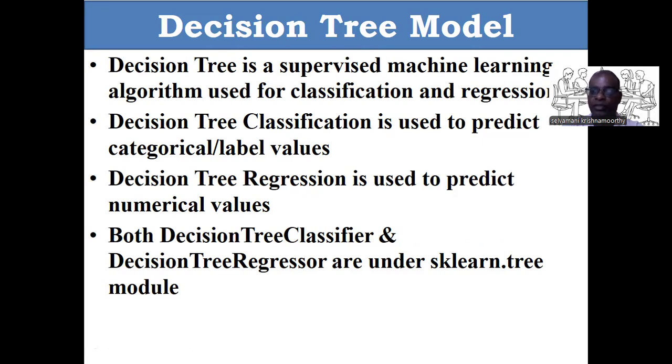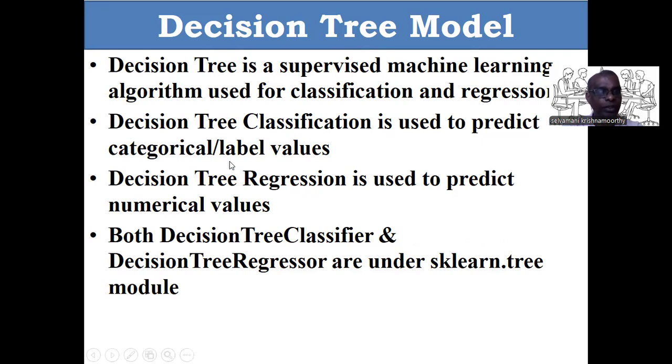Decision tree regression is used to predict numerical values. In previous case, we studied linear regression as well as logistic regression. Both are used to predict only numbers. It may be pass or fail, 0 or 1. It may be how many marks you can score. So if you want to predict numbers only, better go for decision tree regression. If I want to predict some text value, then better you can go for decision tree classification.